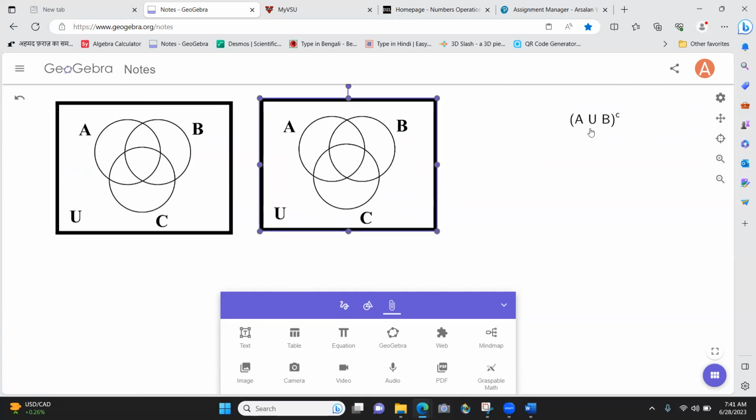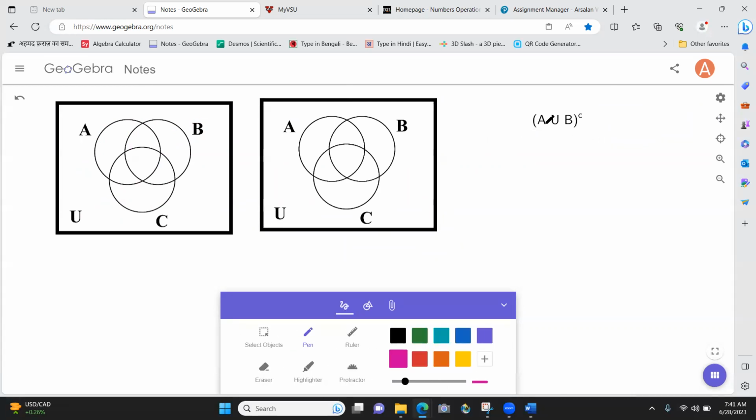Okay. First, I'm going to find A union B. I'm going to ignore the complement. Clearly, in A union B, I don't have any reference to C. The small c stands for complement, and has nothing to do with set C. So A union B is going to be all of A, all of B put together as if they together form a set.